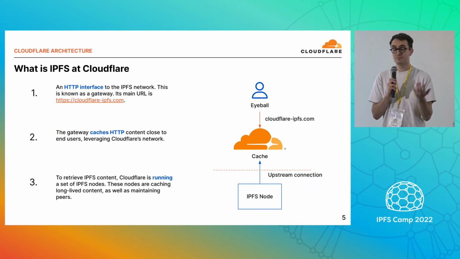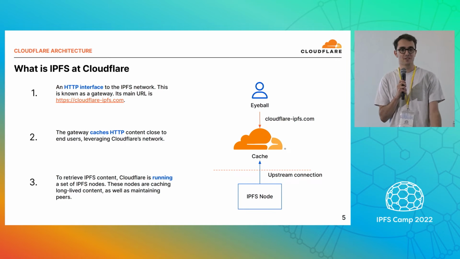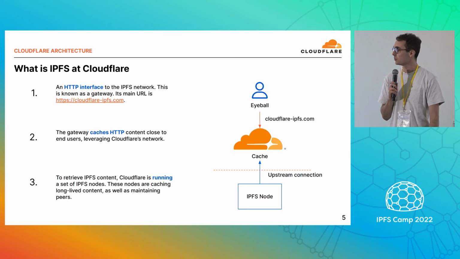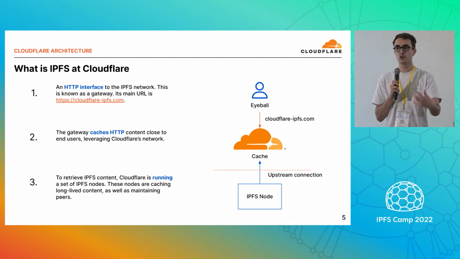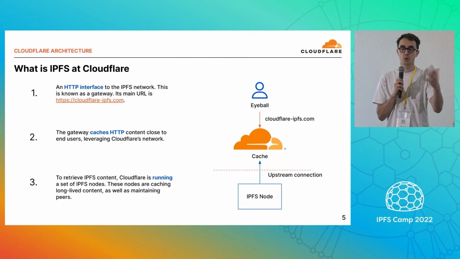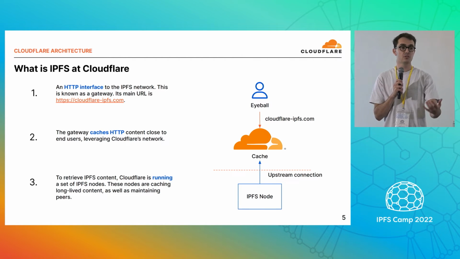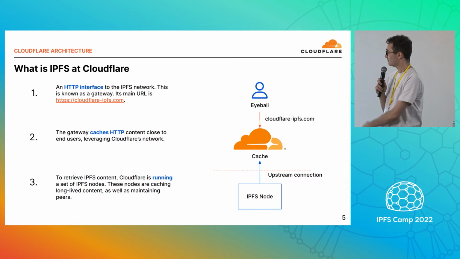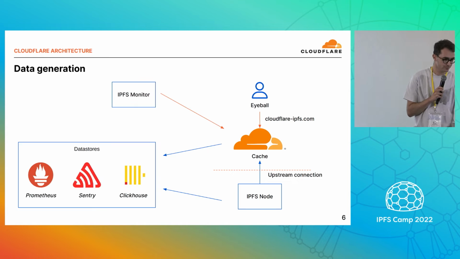To retrieve IPFS content, we need at some point to have some IPFS nodes, mostly because IPFS nodes are accessible at the moment mostly through TCP, even though there are some new transports being developed. These nodes are also caching long-lived content, so that if you have popular content accessed from multiple locations, when Cloudflare nodes need to access it, we make fewer requests to the IPFS network. So overall, that's the architecture that we have.